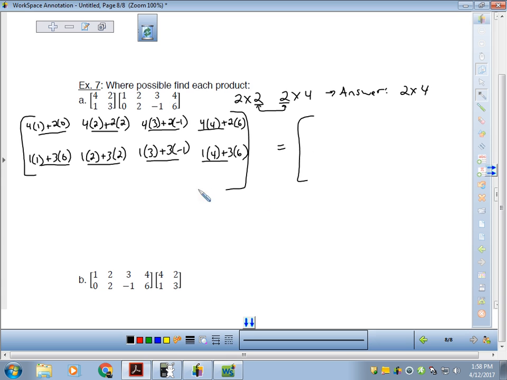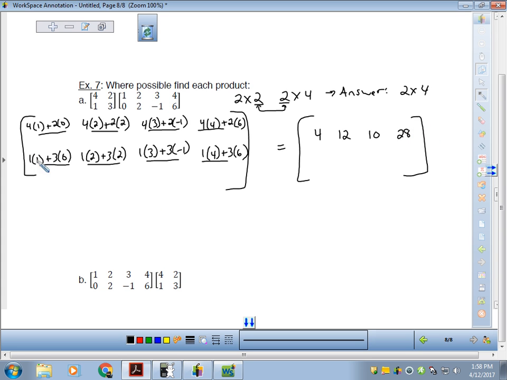And then we can clean it up. 4 times 1 is 4, 2 times 0 is 0, 4 plus 0 is 4. 4 times 2 is 8, 2 times 2 is 4, 8 plus 4 is 12. 4 times 3 is 12, 2 times negative 1 is negative 2, 12 plus negative 2 gives us 10. 4 times 4 is 16, 2 times 6 is 12, so we have 16 and 12, which makes 28.